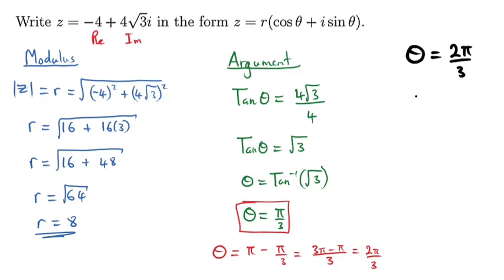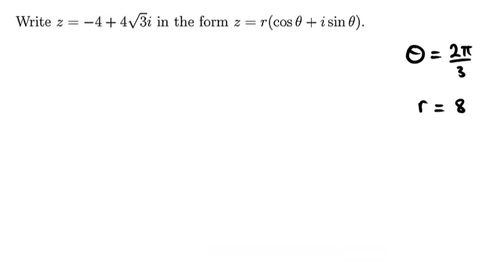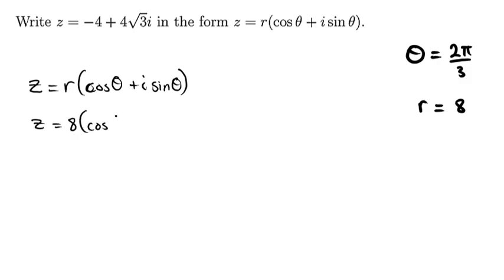And our modulus, which is r, is simply 8. So to answer the question given, let's just remove all this. We're asked to write this complex number in that form. So we're going to say z = r(cos θ + i sin θ). So z = 8(cos 2π/3 + i sin 2π/3). So there we have it.